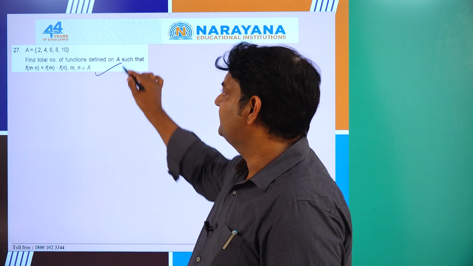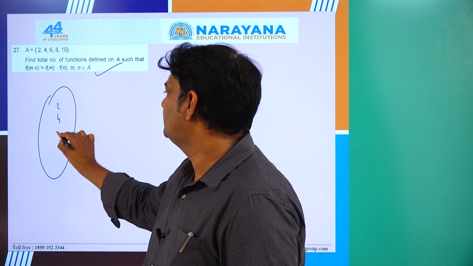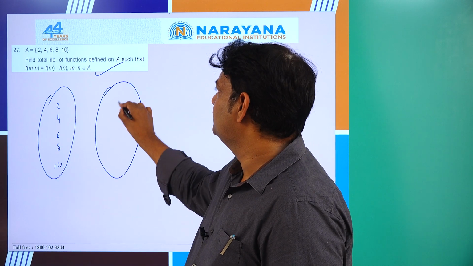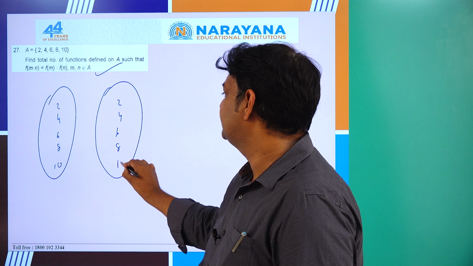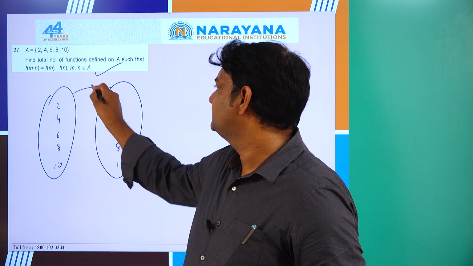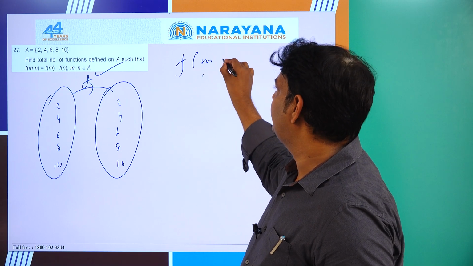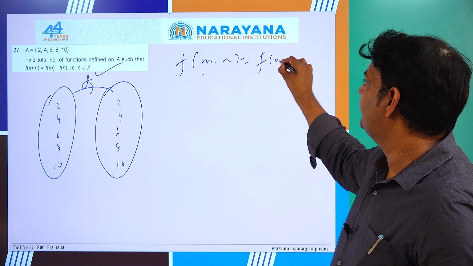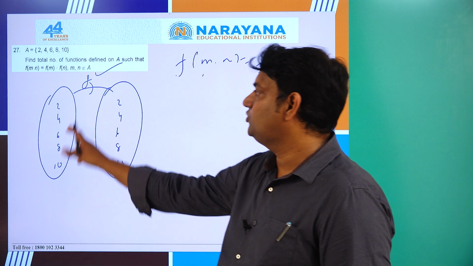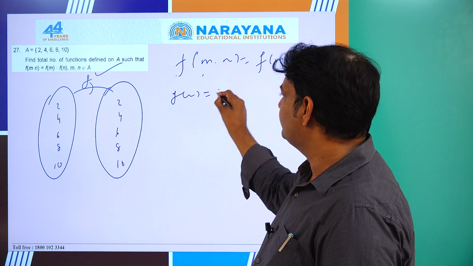Very interesting problem actually, this one. He said that this is the set 2, 4, 6, 8, 10, from A to A, and you have to find the number of functions such that f of mn should be equal to f of m into f of n. So the question will arise: what is the value 2 can take? Can f of 2 be 4?